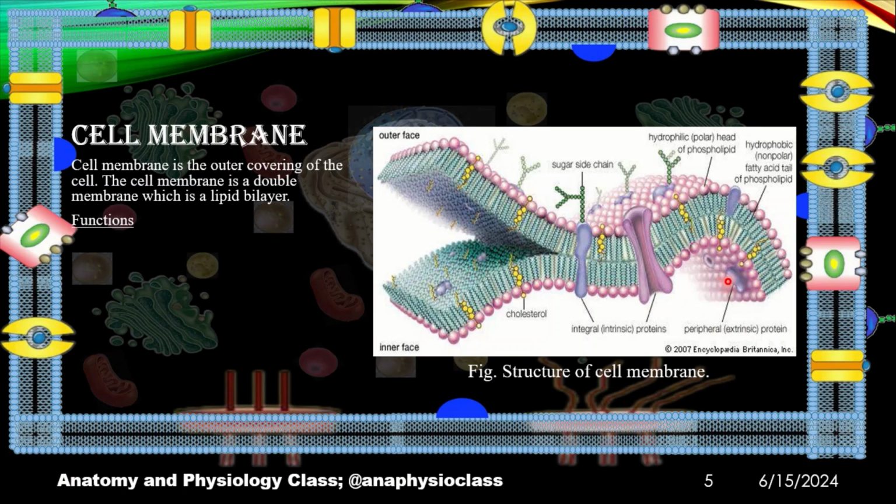Then the peripheral proteins. Peripheral proteins are proteins that don't cross the entire thickness of the cell membrane. For example, this protein. You can see this protein is present on only one part of the cell membrane, either the internal or external part. So this one is also an example of a peripheral or extrinsic protein. Some examples of the extrinsic proteins: some of them act as carrier proteins, some of them are enzymes.